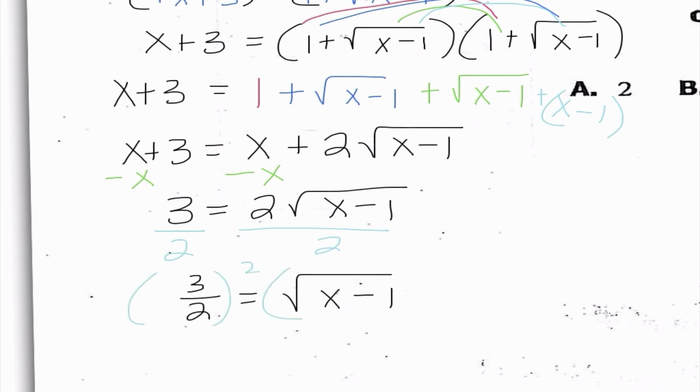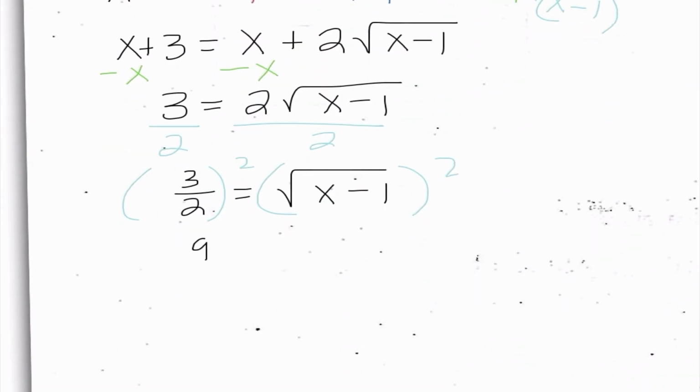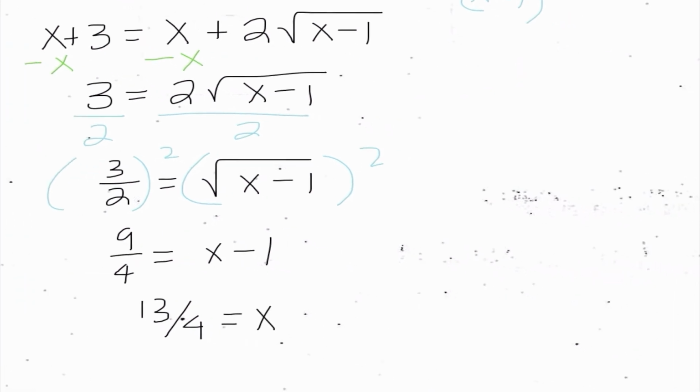I'm going to square both sides, and I end up getting 9/4 equals x minus 1. So 13/4 equals x. And you guys may remember seeing this one in our notes.